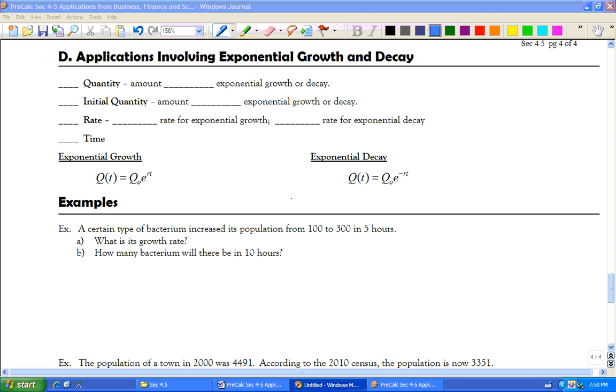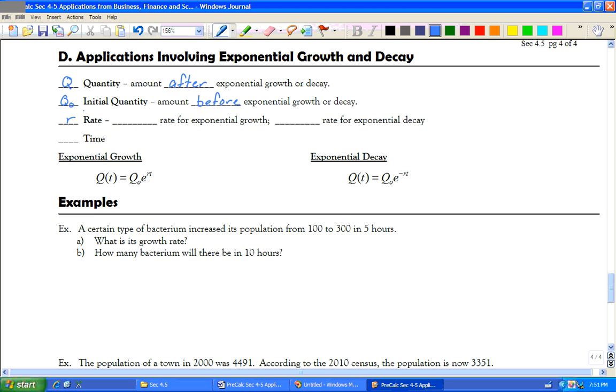Okay, the last type of applications we're going to look at are science-based. It's exponential growth and decay. Again, let's define some of the variables that we have. Q is the quantity. That's the amount after our exponential growth and decay. Q sub 0, anytime you see a subscript of 0, that means our initial amount or our amount before any growth or decay.